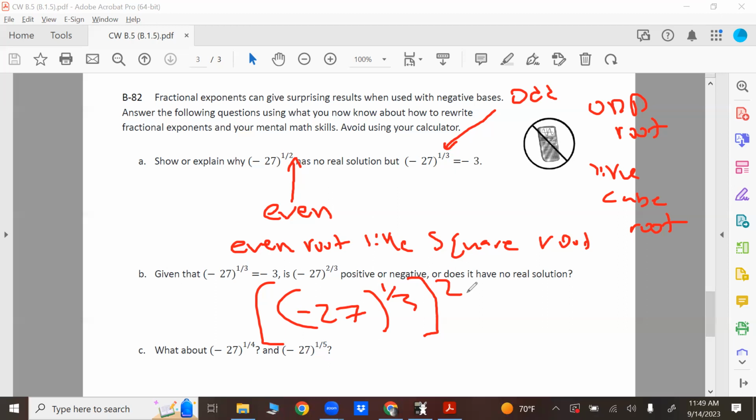That I know is -3. So what's -3 squared? 9. No, so it's positive. Yeah. Would you rather us cube with negative 27 and square? Yes, exactly. So it's clearly positive. Okay.